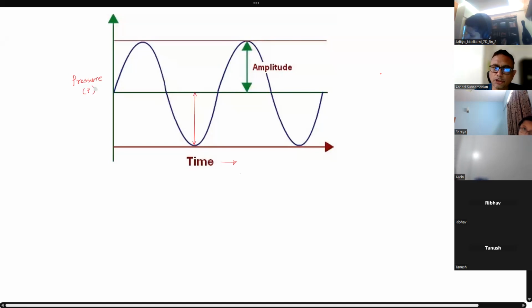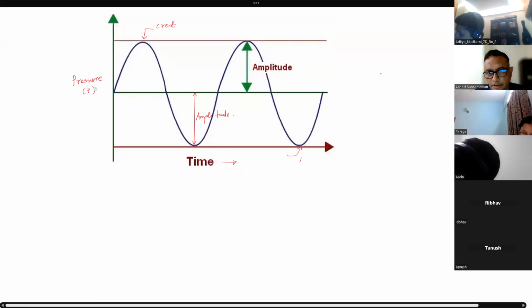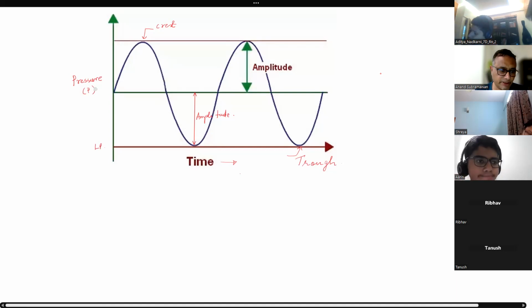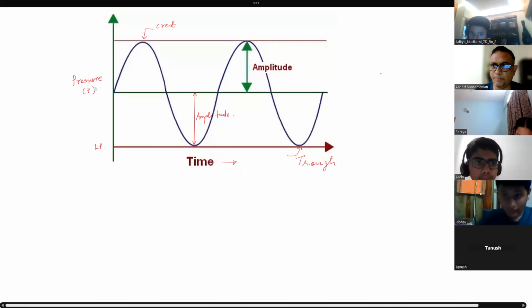Okay, it's not just on top, even this fellow is also amplitude. But don't say amplitude is from the crest to the trough. This highest point is called the crest. This lowest point is called the trough, T-R-O-U-G-H. The point corresponding to the lowest pressure is called the trough. The points corresponding to the highest pressure are called the crest, the peak.